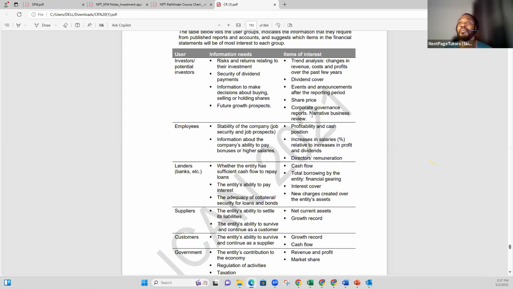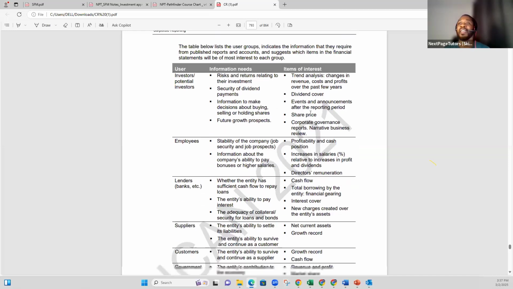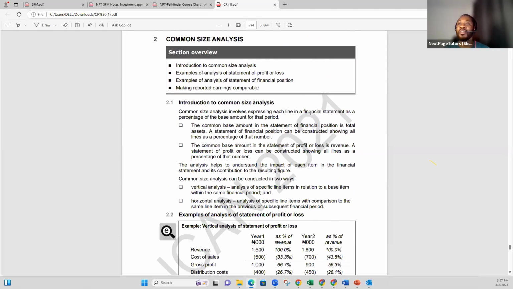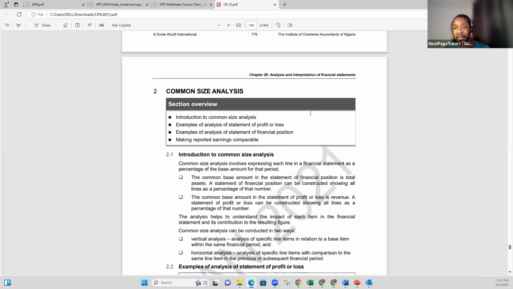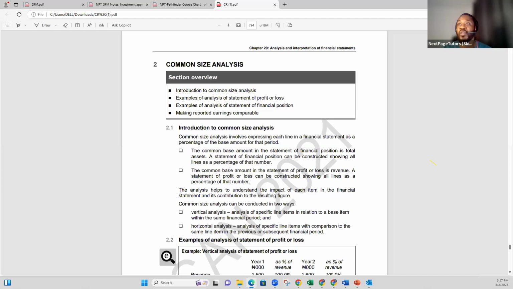But before we come back to this and use ratios to actually dive further into it, let's look at common size analysis. Now, in the next 10 minutes, you want to ensure you have fully understood what common size analysis is all about. So I'll allow somebody to read, and read carefully, just 2.1, common size analysis. I'll be calling your name to read, or do we have anyone who wants to read?